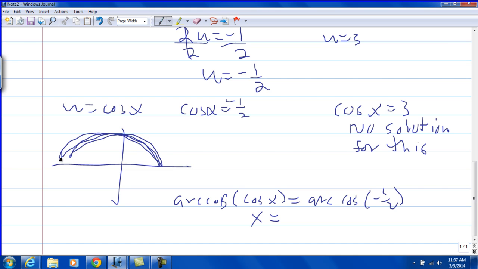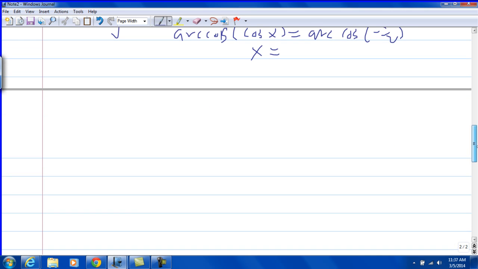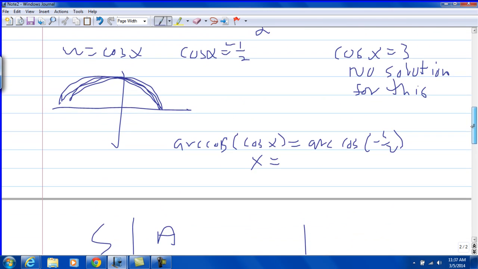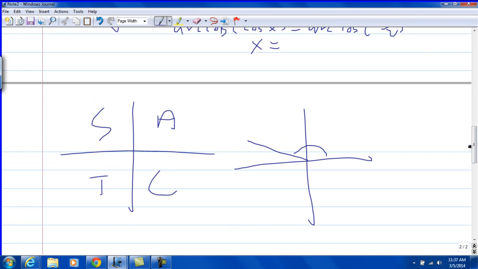So in the first quadrant, cosine is positive. In the second quadrant, cosine is negative. And recall, all students take calculus. Cosine is positive in the first and fourth quadrants. It's negative in the second and third quadrants. So in this case, it's going to return a value over here in this quadrant. So when's cosine going to be negative 1/2? Didn't draw it quite right. More like that.